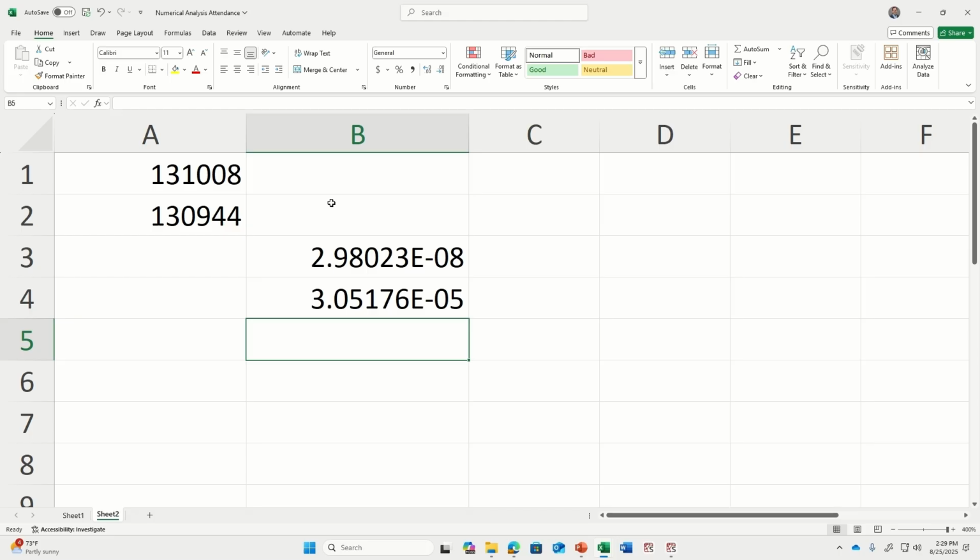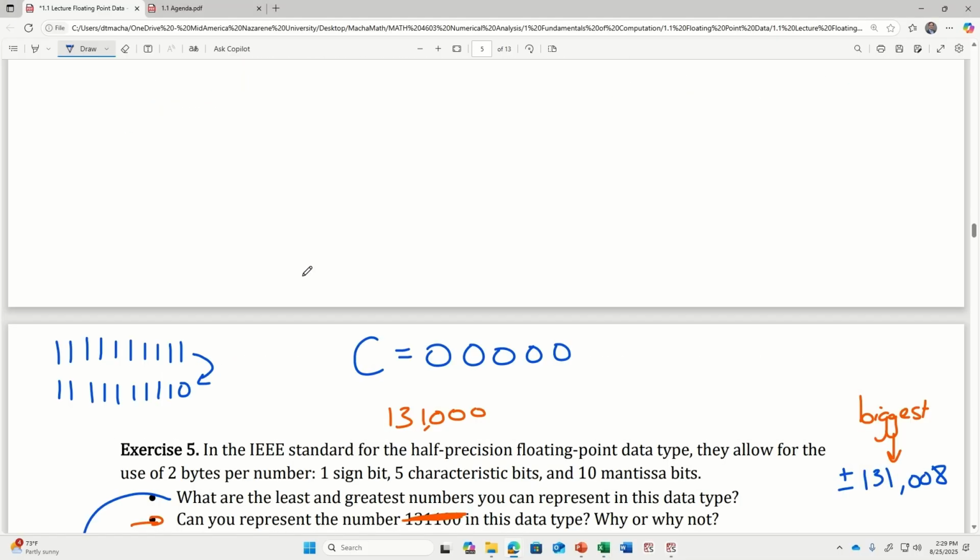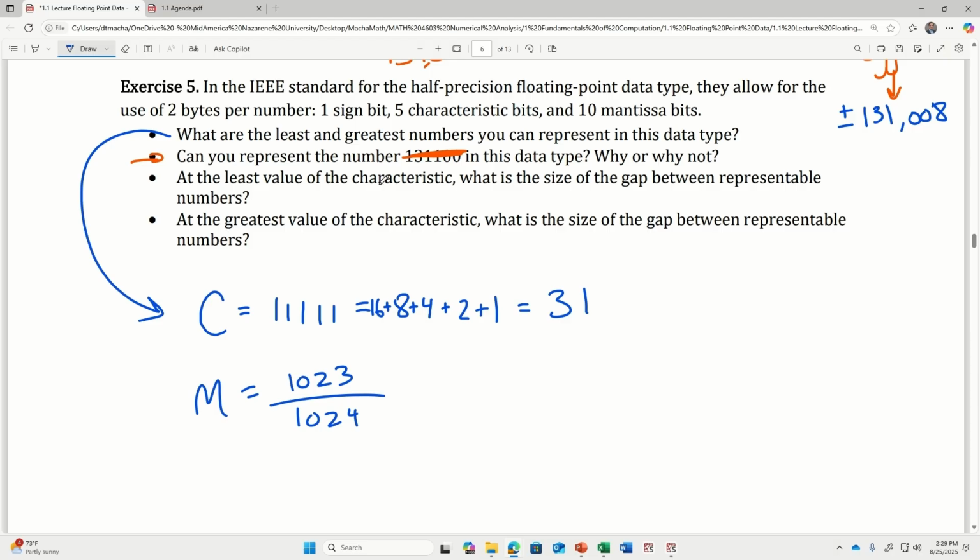It's adaptable. On the big end, you get big gaps. On the small end, you get small gaps. The gap size is proportional to the numbers that you're dealing with. And that's a good thing. That's the way it should be.